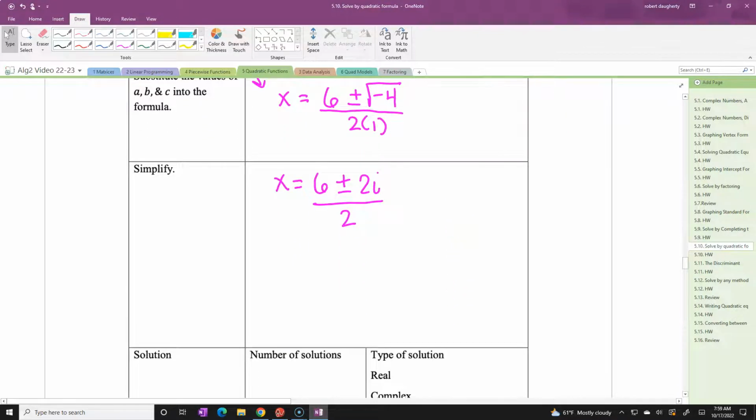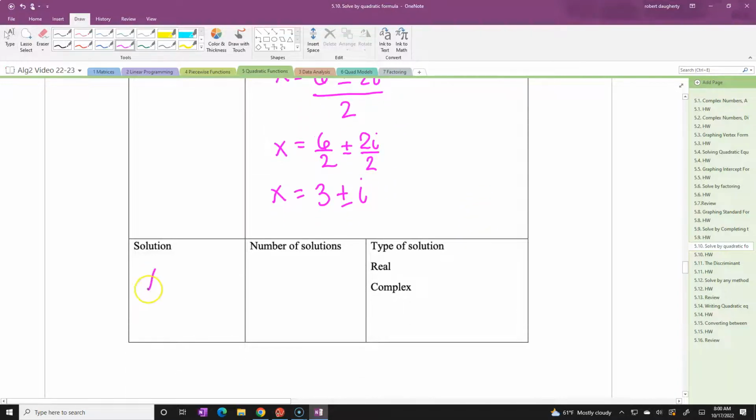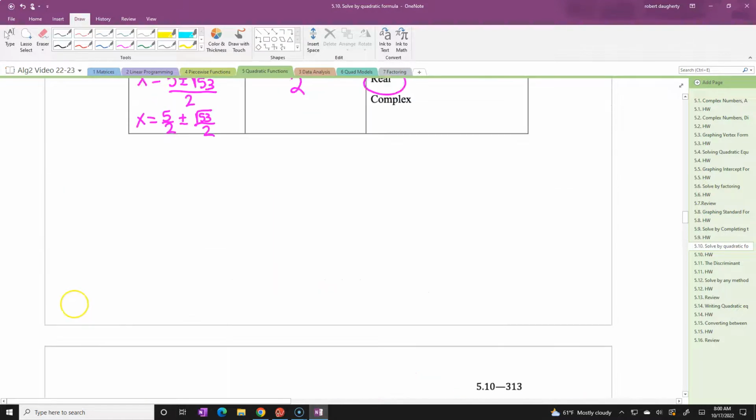Now I want to simplify. This is not in simplest form because all of those are even numbers. This is x equals 6 over 2 plus or minus 2i over 2. This is x equals 3 plus or minus i. So in this problem, I got two solutions: x equals 3 plus i, x equals 3 minus i. Two complex solutions.